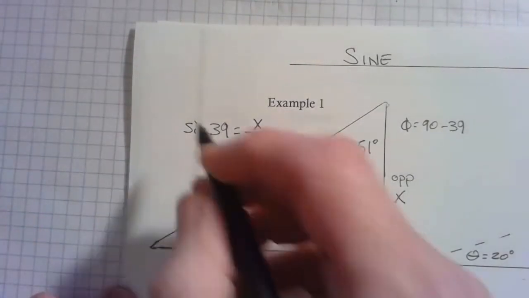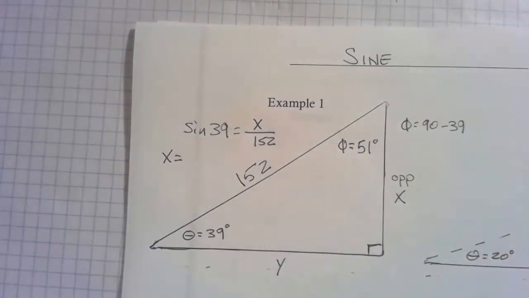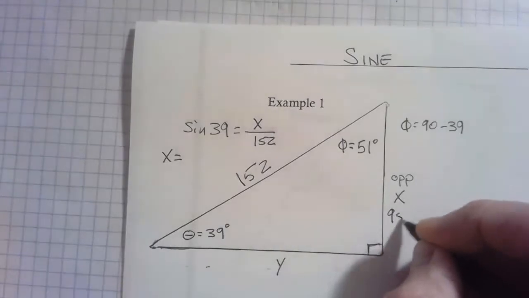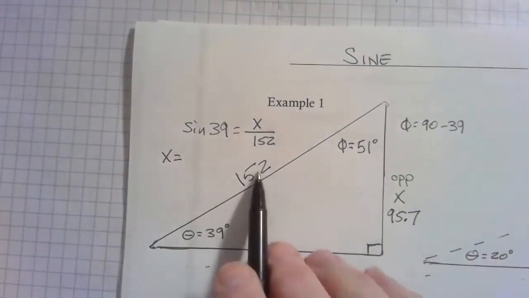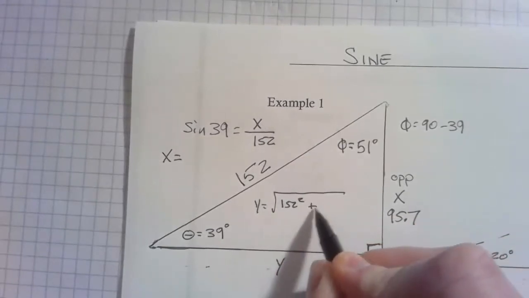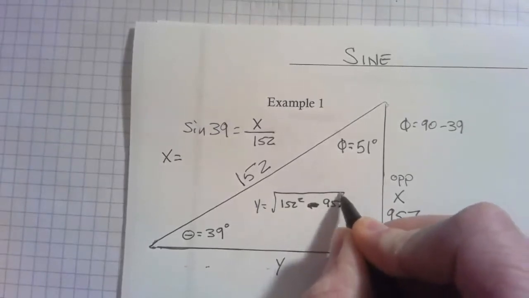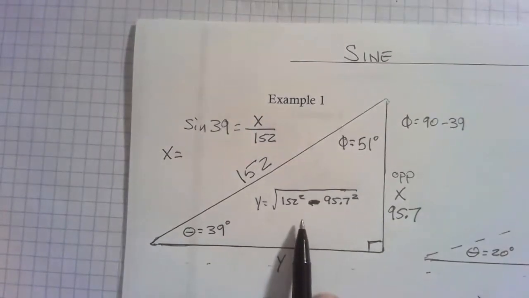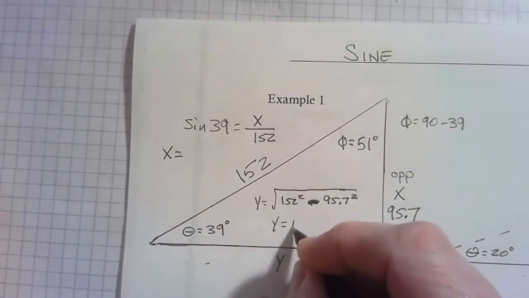And so I multiply both sides by 152, and x is going to be equal to 152 times the sine of 39 degrees, and I get 95.7. Now you have an option. You could do the Pythagorean theorem to find this. You would simply, y would be equal to the square root of 152 squared, not plus, minus 95.7 squared. So that would be one way to do it. And if you did it real quick, that would be 152 squared minus 95.7 squared, and that comes out to be a value of y of 118.1.